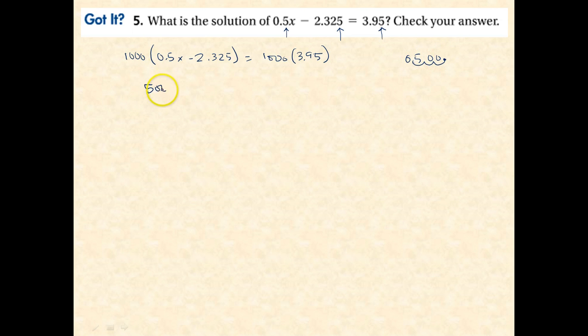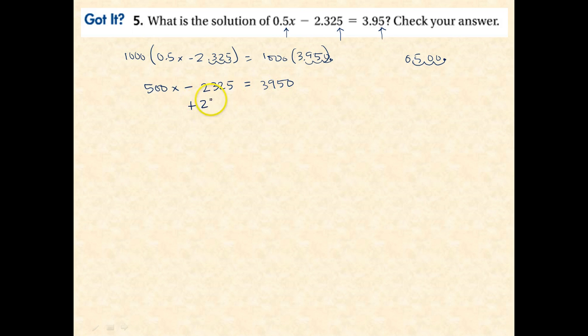So 500x minus 1, 2, 3. So 2,325 equals 1, 2, 3. So I'll get a 0 there. 3,950.